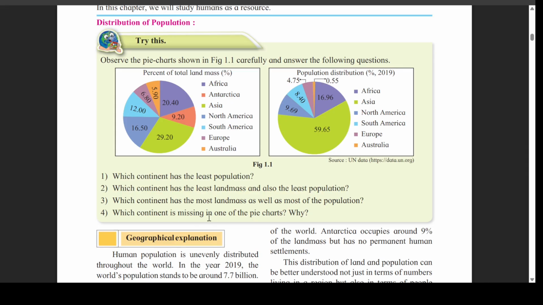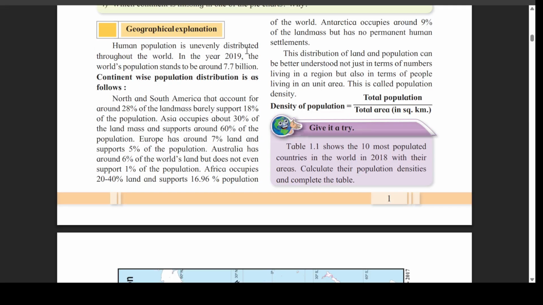Which continent is missing in one of the pie charts and why? Antarctica, because there is no population. Antarctica has no population or less population. Human population is unevenly distributed throughout the world. In the year 2019, the world's population stands at around 7.7 billion.